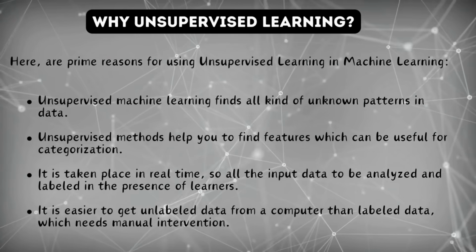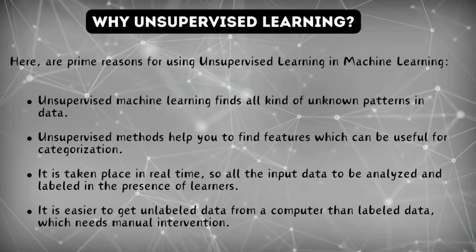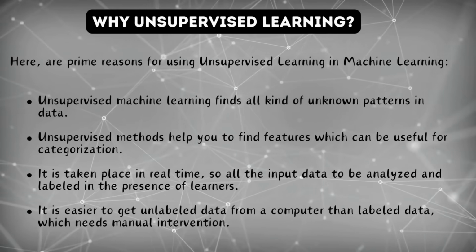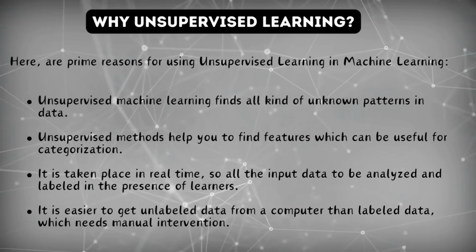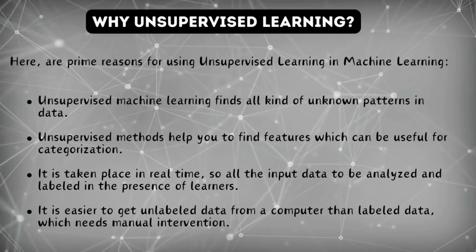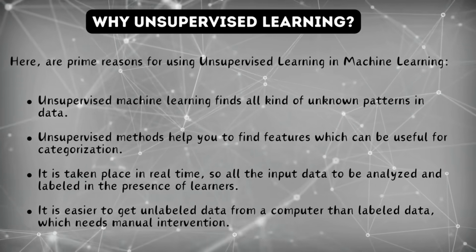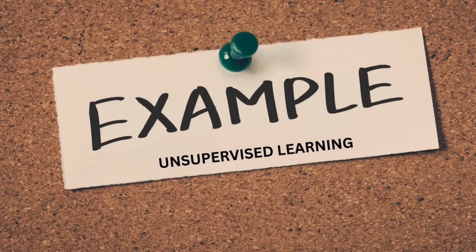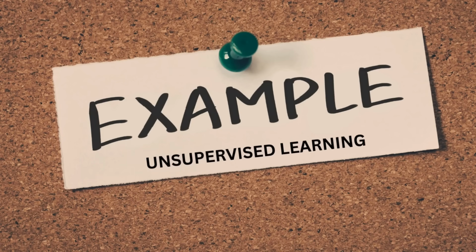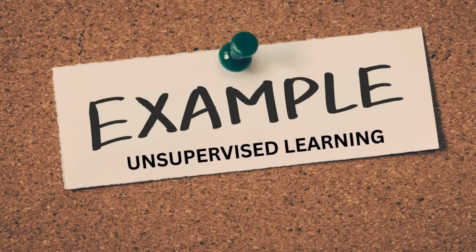Number 3, it takes place in real time, so all the input data is analyzed and labeled in the presence of learners. And number 4, it is easier to get unlabeled data from a computer than labeled data, which needs manual intervention. Let's understand how AI can use unsupervised learning by doing it ourselves.